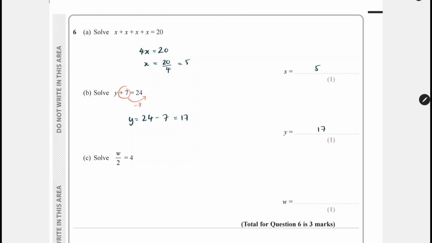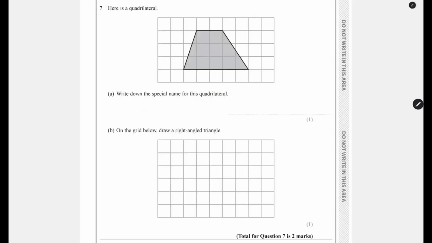Part C says, solve w over 2 is equal to 4. And so we're going to take this divide by 2 to the other side. It becomes times 2. Question 7 says, here is a quadrilateral.